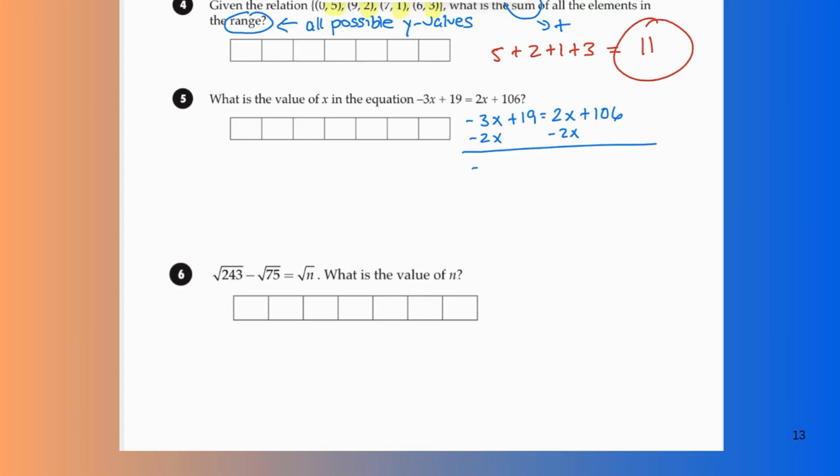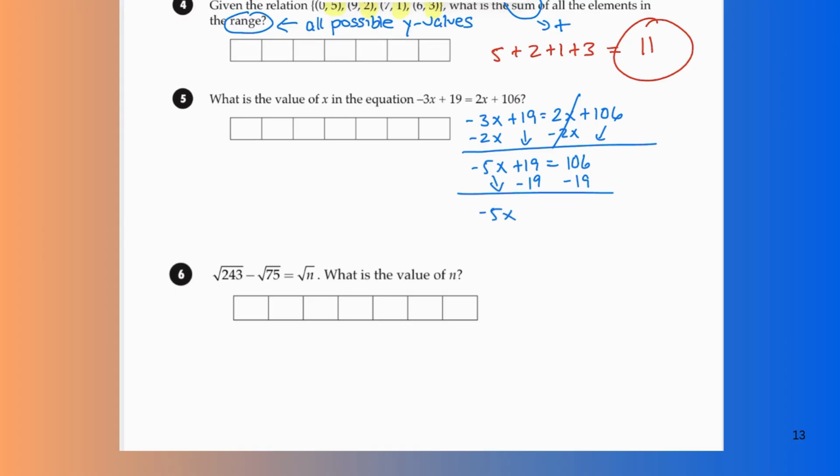Negative 3x minus 2x is negative 5x. I'm bringing down that plus 19, bringing down my equal sign. 2x minus 2x cancel out, and I'm bringing down my 106. Now that you have a two-step equation, it's easier to get rid of the number that is the constant, the one that's by itself, now with the variable first. So I'm going to do that by subtracting 19. And of course, whatever I do to one side, I do to the other side.